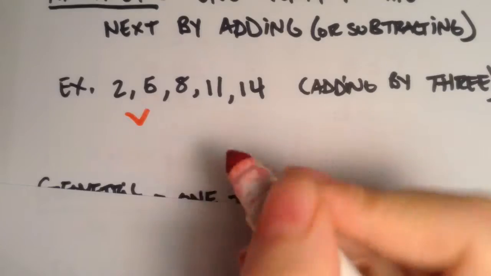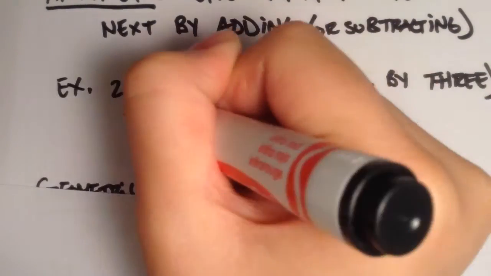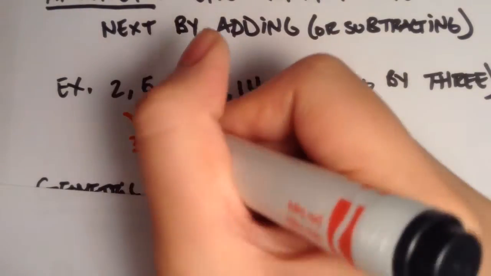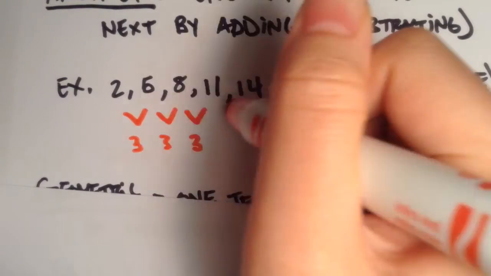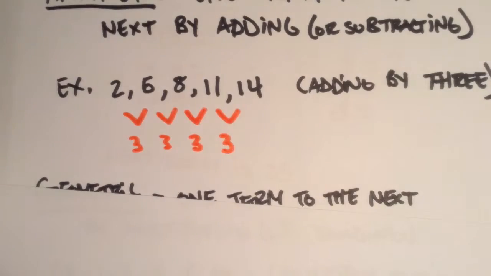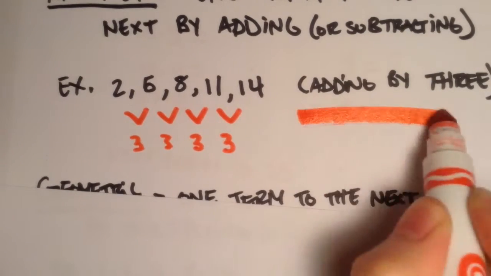If you find the difference, this is 3. 5 to 8, that is 3. 8 to 11, this is 3. 11 to 14, that is 3 as well. And that is why it's arithmetic.